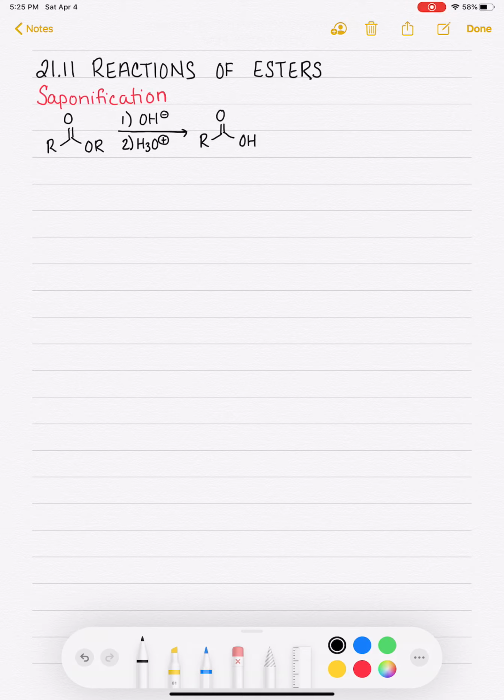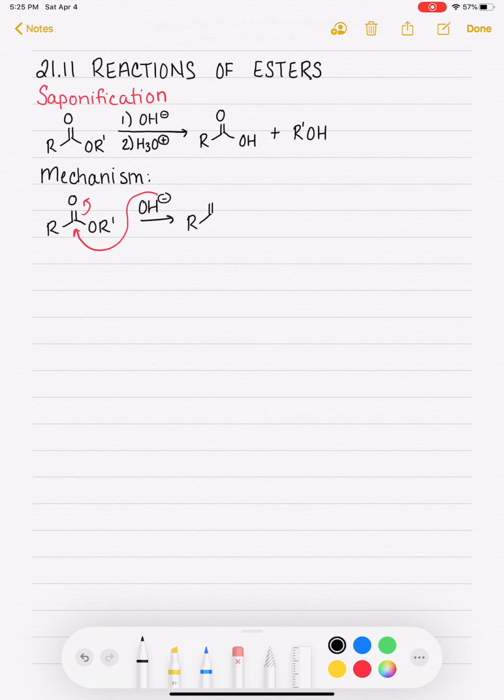So this produces a carboxylic acid, and it produces an alcohol also. I'll put a prime on that from the OR group of the ester. And so let's just take a look at how this reaction works. Most of the nucleophilic acyl substitution reactions that we're doing in this chapter are acid catalyzed, and this one is base catalyzed, so it's at least something different. So the first thing that happens is that OH group is going to attack the carbonyl carbon, and we're going to open up the carbon-oxygen double bond.